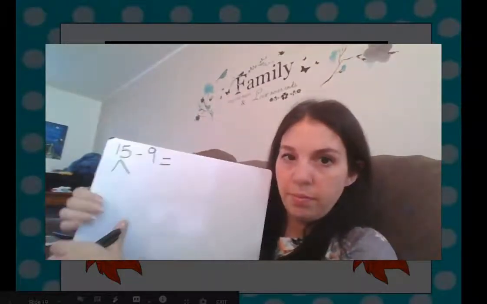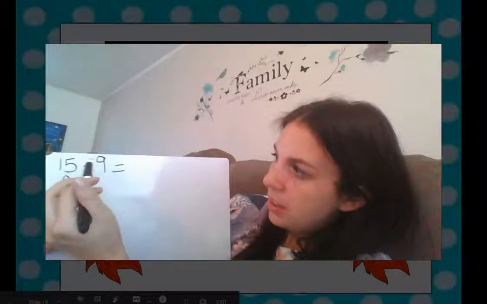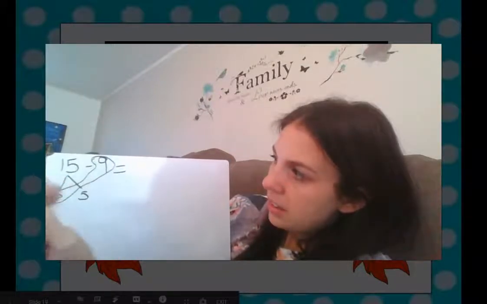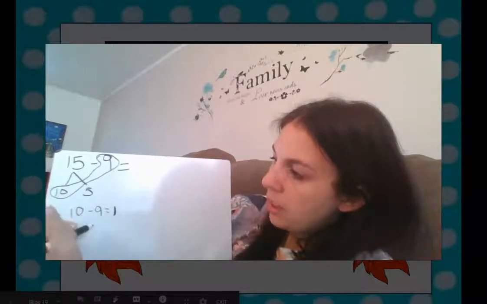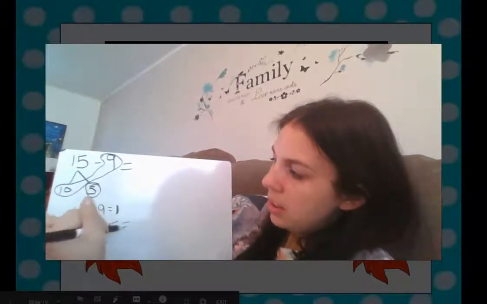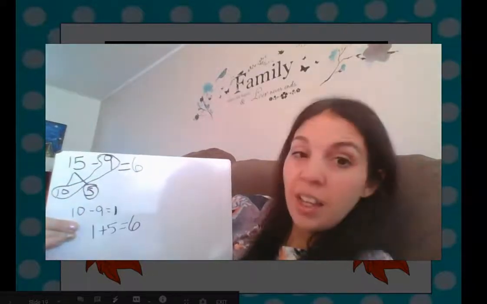So for mine, I'm going to do 15 minus 9. And I'm going to say that we're going to break this down into a 10 and a 5. And 10 minus 9 equals 1. 1 plus 5 more equals 6. So 15 minus 9 equals 6. Another way we could have done it, super easy, we could have just counted up. We could have punched out 9, 10, 11, 12, 13, 14, 15. We still get the same answer. Okay? What strategy did you guys try?